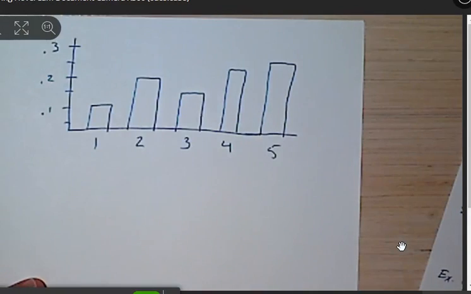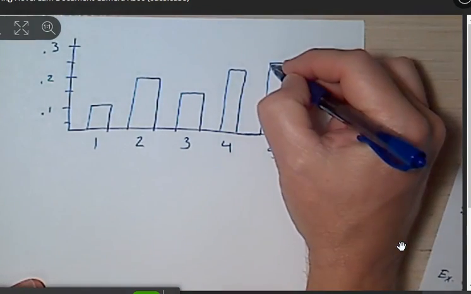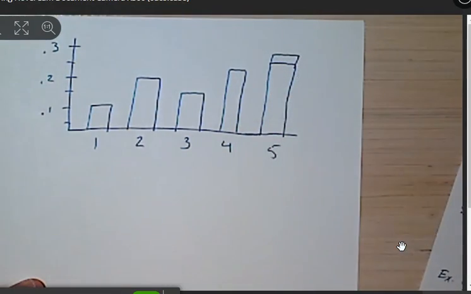Too far there. Okay, and this one probably should have been a little bit taller, more like that. Okay, so here's one where they give you a histogram, and same thing.